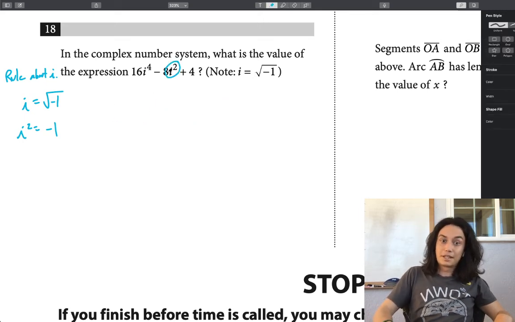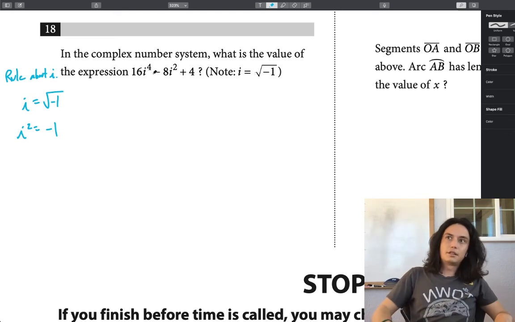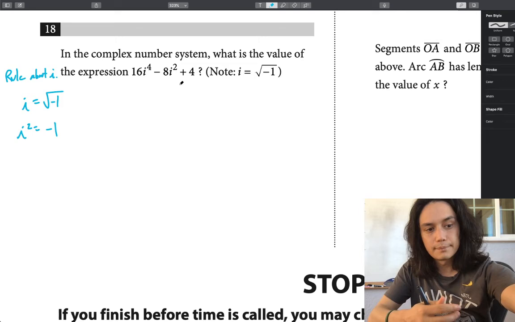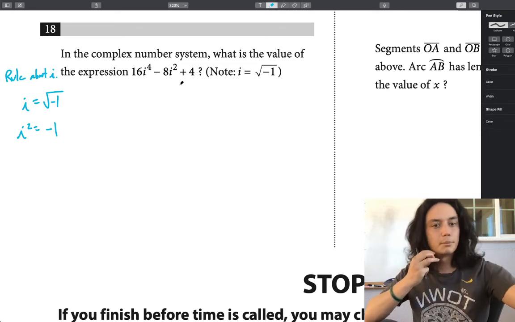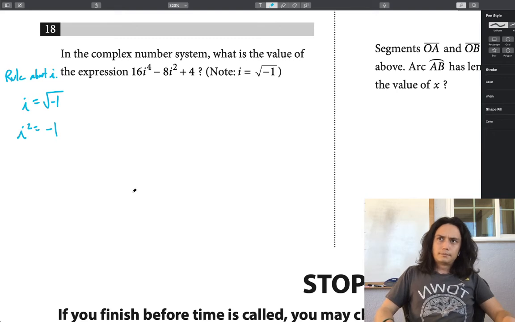In fact, that's what we're going to do right here. We're going to take that i squared and turn it into a negative 1, and this is going to be plus 8. That shows up in almost all complex numbers questions. But we're not going to stop there because they also have an i to the fourth.